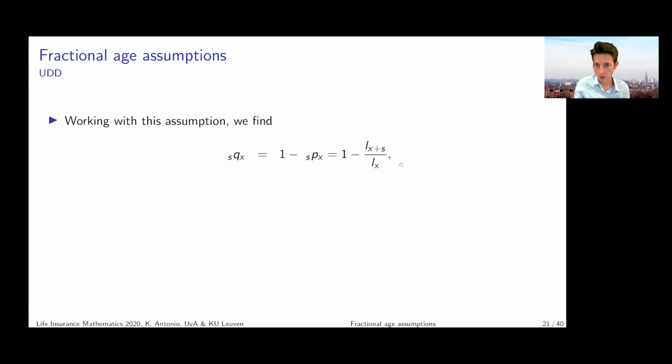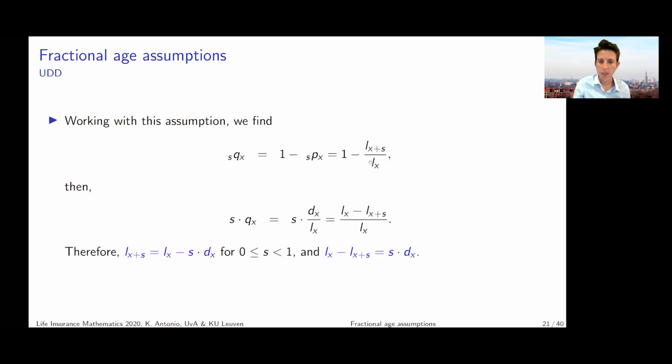And this sPx, we can write as l_{x+s} divided by l_x. The l_{x+s} will not be immediately available in our life table, but the l_x will be, because we have the number of survivors for each integer age x in our life table. So if I manipulate this expression, what I then know is that this sQx is equal to s multiplied with qx because of the UDD assumption. But s multiplied with qx can be written as s multiplied with dx divided by lx, because that's another way of expressing the qx.